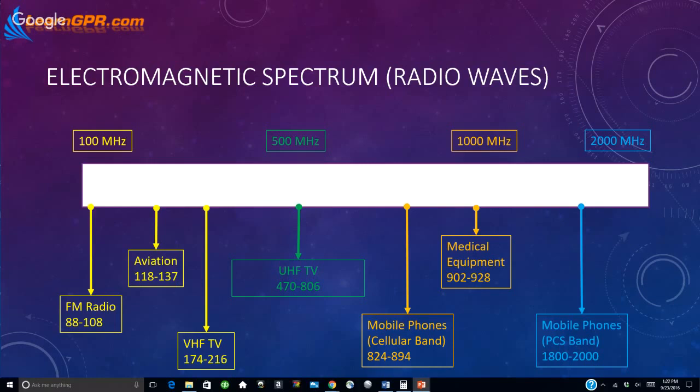What's important about this is if you have overlap from one of these other technologies, it can reduce the data quality of your survey. So for example, if you have a cell phone on while you're collecting data, and you have a 900 megahertz antenna that overlaps with the frequency of your cellular band, that can create unwanted background noise in your data set.